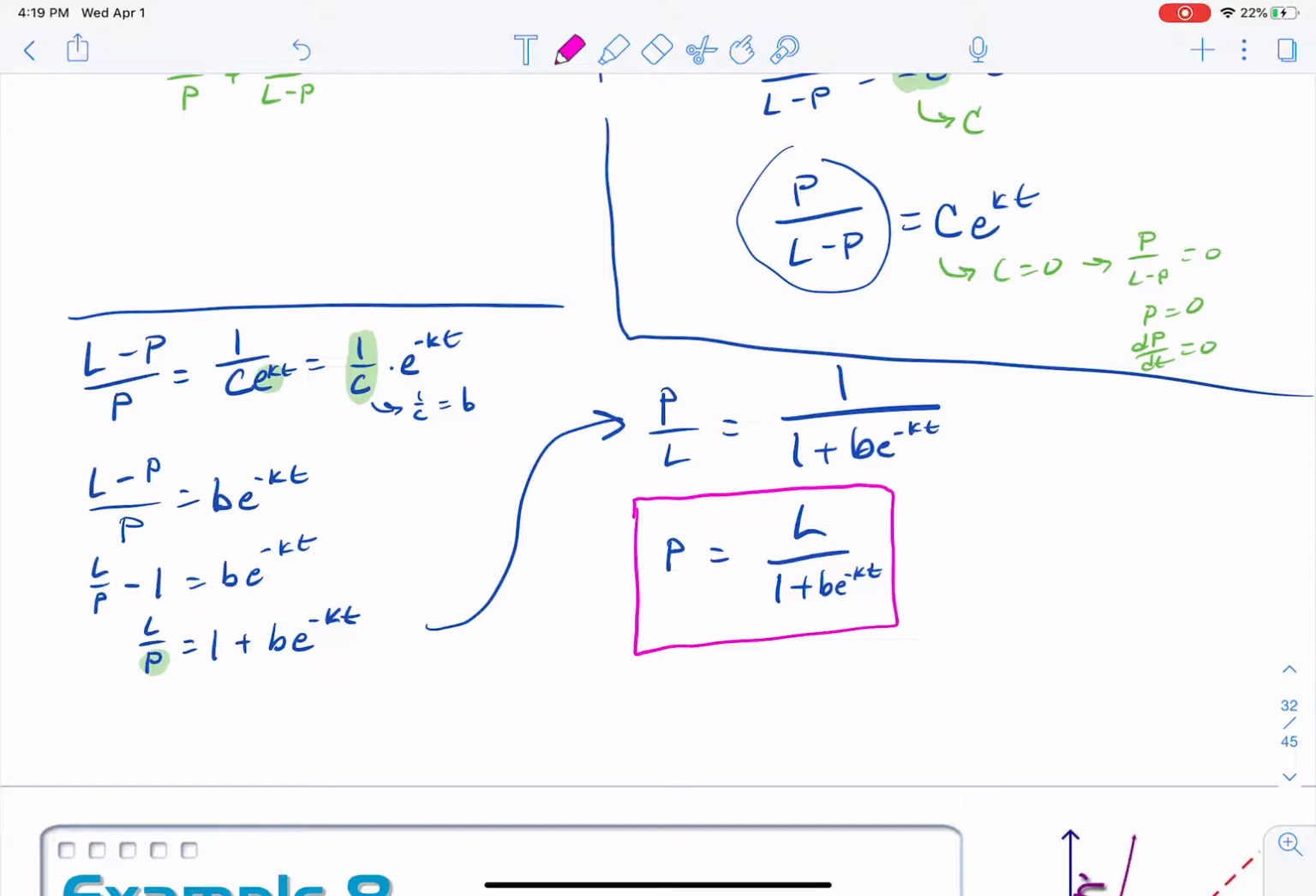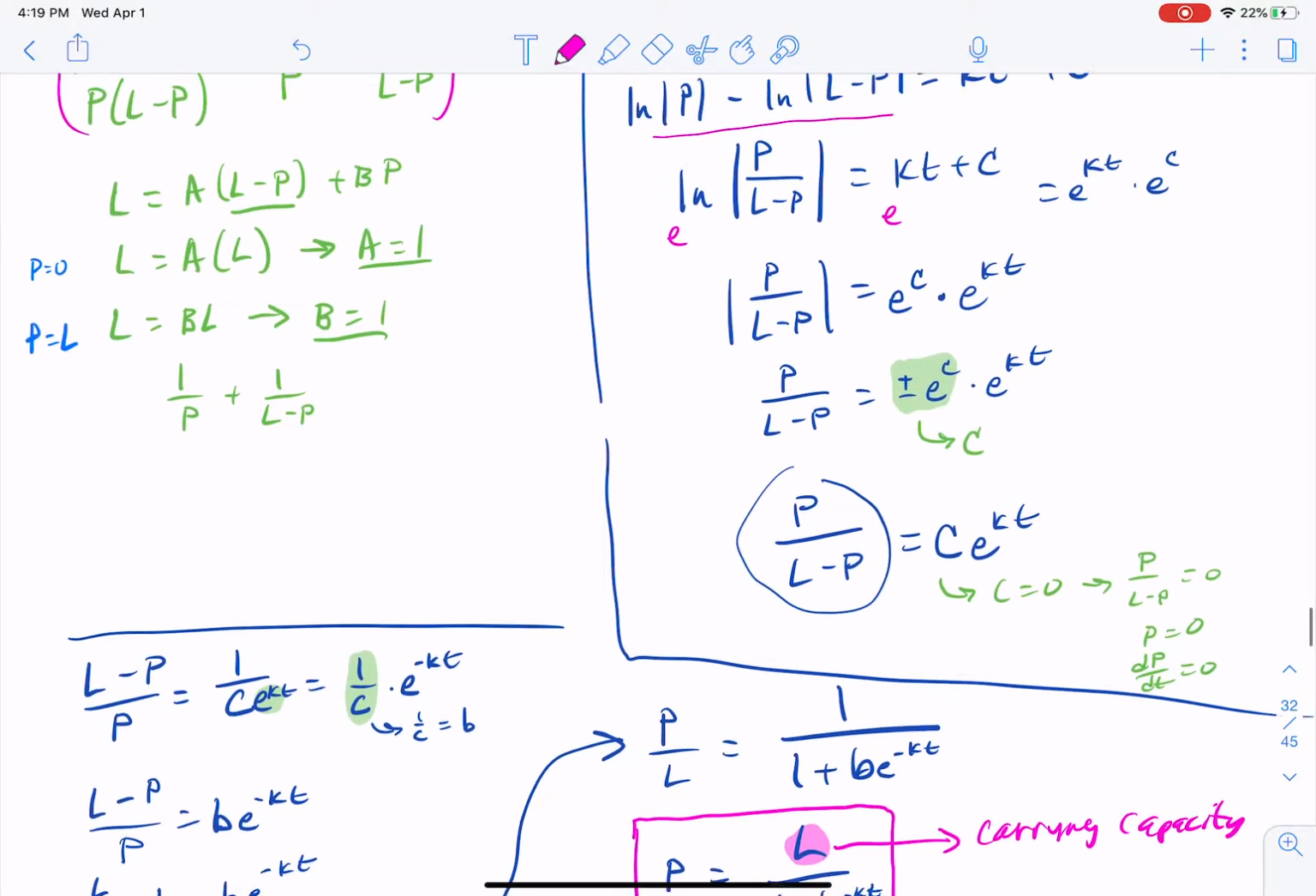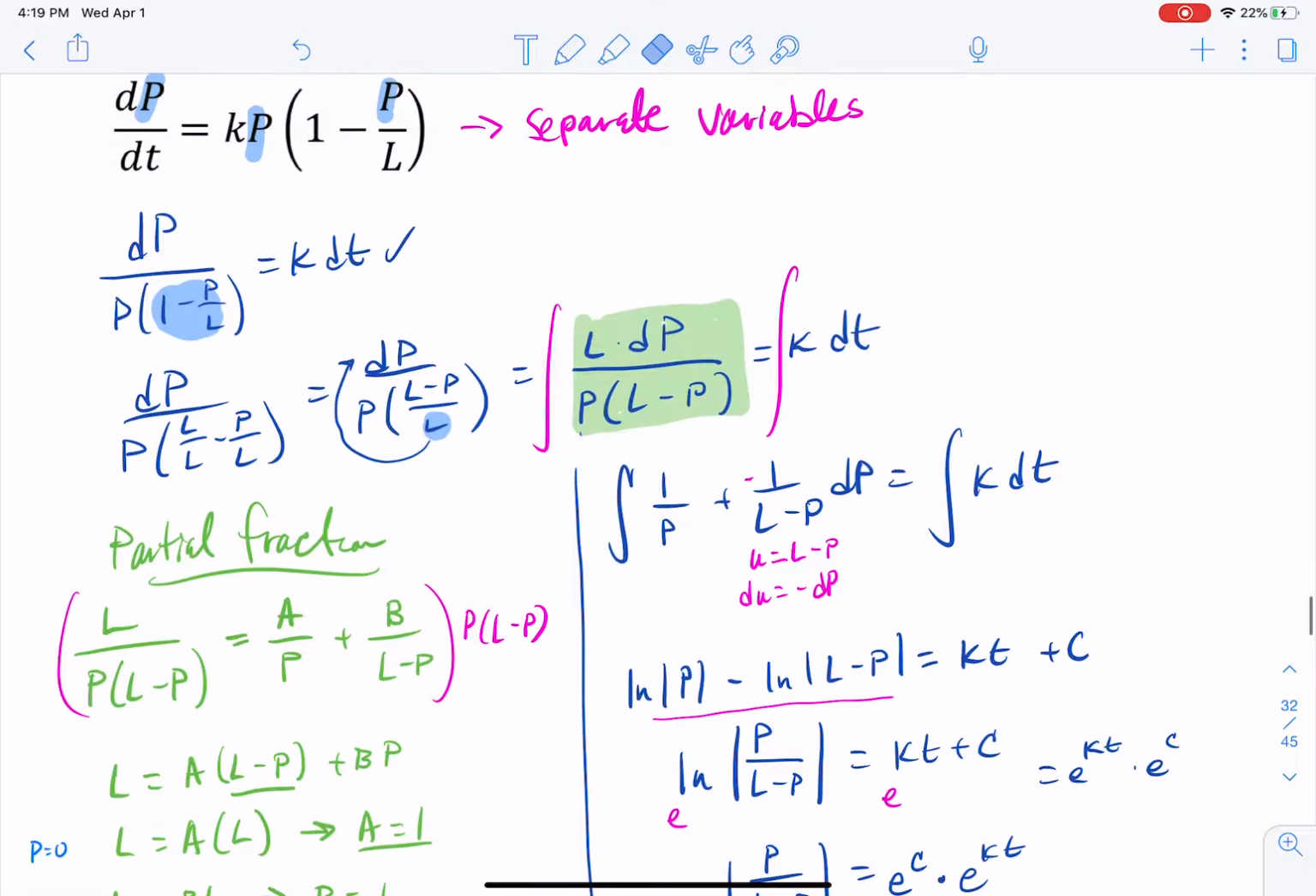The L that's up top, that's the carrying capacity. And it should be obvious what that number is from the differential equation. Now the b that's down in the bottom, it's not going to be obvious. We'll have to do some algebra in order to figure out what that is. And the k is also something that's obvious from our differential equation, right up front. It's that constant of proportionality.